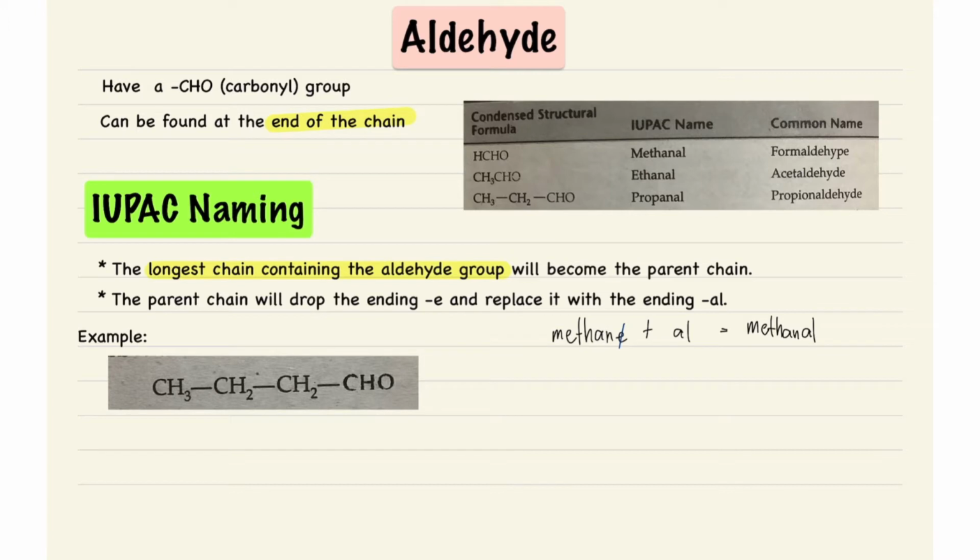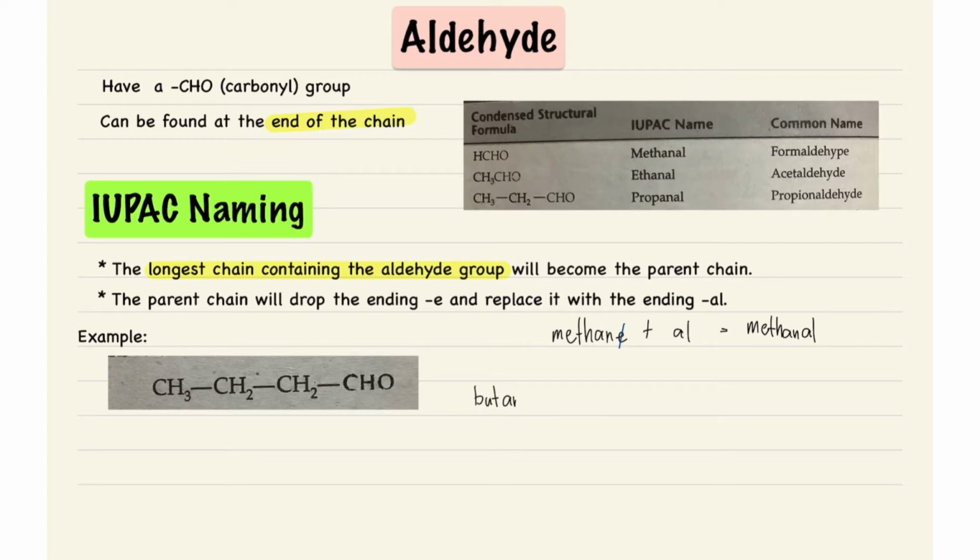Let's have this example. As you can see here, the carbonyl group is this one. So we have here the CHO. What we need to do is count the number of carbon atoms present here to know what its name will be. So we have here 1, 2, 3, and 4. So it means we have 4 carbon atoms in this figure. When we say 4, that is butane, right?